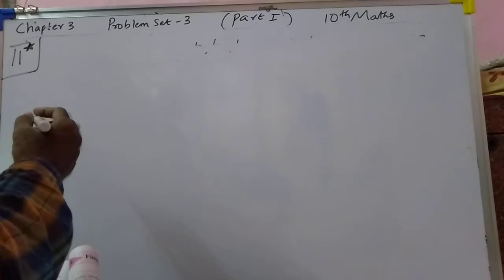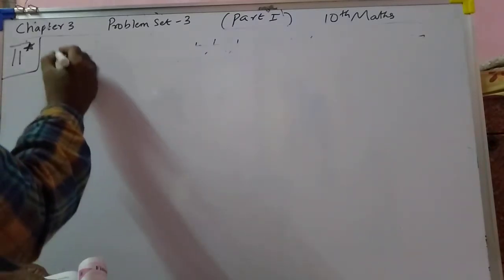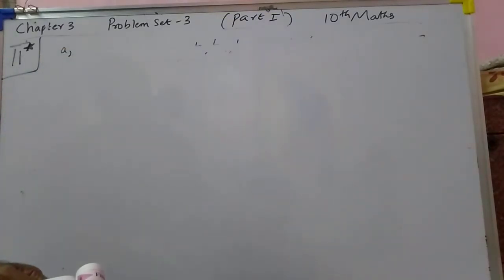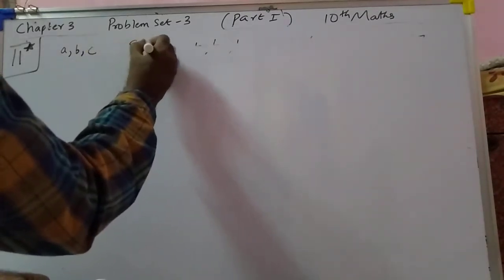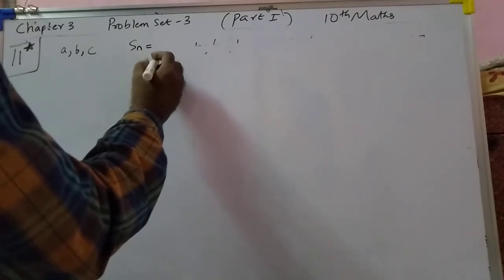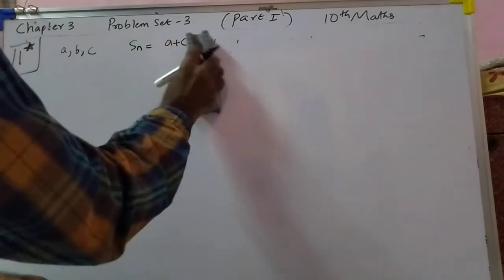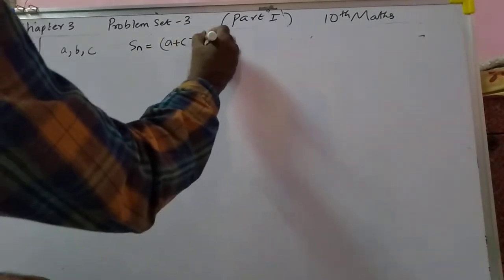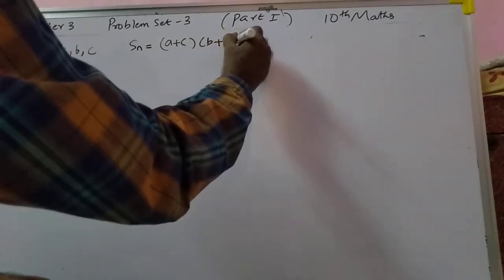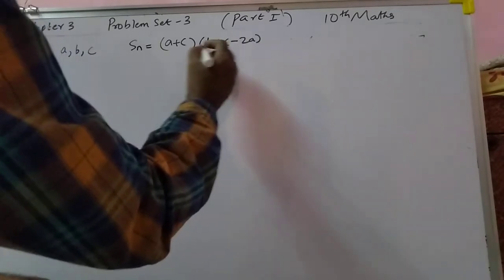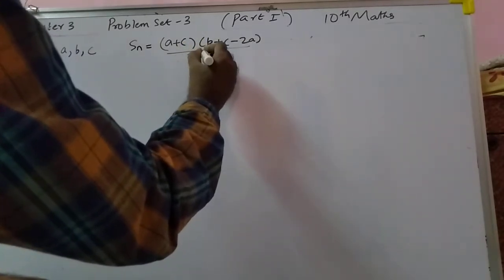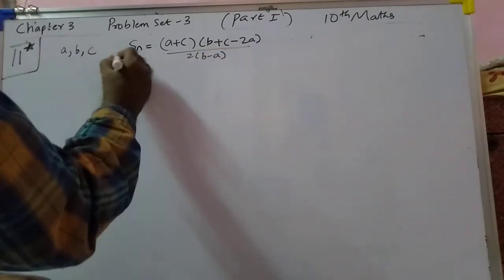Let's start the problem. The first term is given as a, the second term is b, and the third term is c. We have to show that Hn is equal to (a + c)... (b + c - 2a) upon 2(b - c). We have to show it.